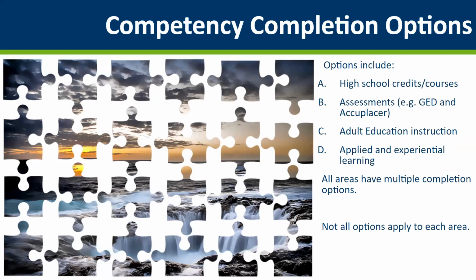And then remember that the advantage, the strength of this competency-based adult diploma, is that students have different options to show they have completed the competencies. So the general options are high school credits, assessments, which is most often GED, adult ed instruction, and occasionally applied or experiential learning. So all the areas have multiple completion options. There's multiple ways for a student to show completion in all the areas, but also note that not all of the options apply to all of the areas, but it's definitely like this image here, a little bit of a puzzle where you fit the pieces together to make a portfolio.